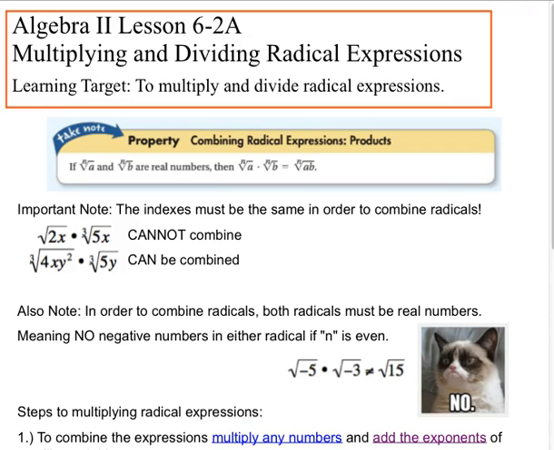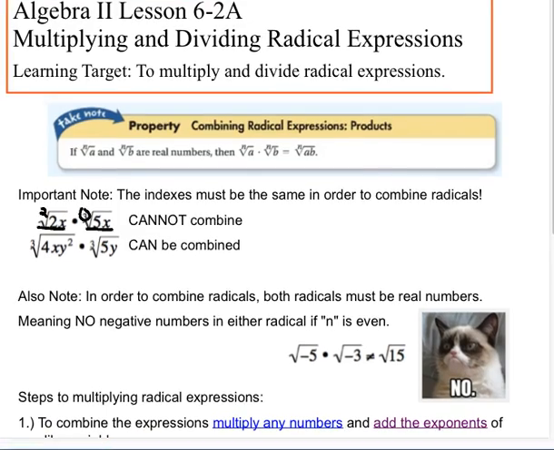Now, a couple things to note about multiplying. First of all, the indexes must be the same. So here, I can't combine these two things because this one is a square root, that one is a cubed root. So the indices have to be the same. If they're not, then you can't multiply them together in this section.